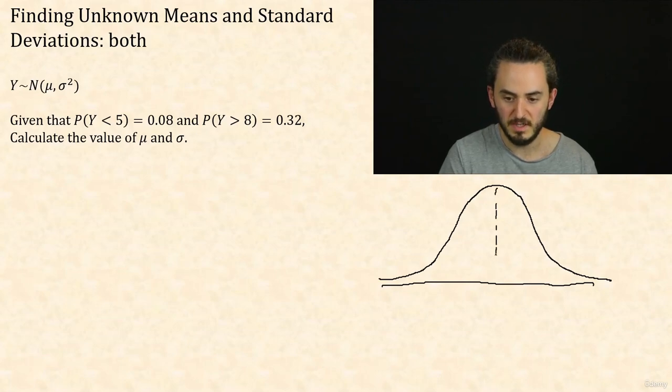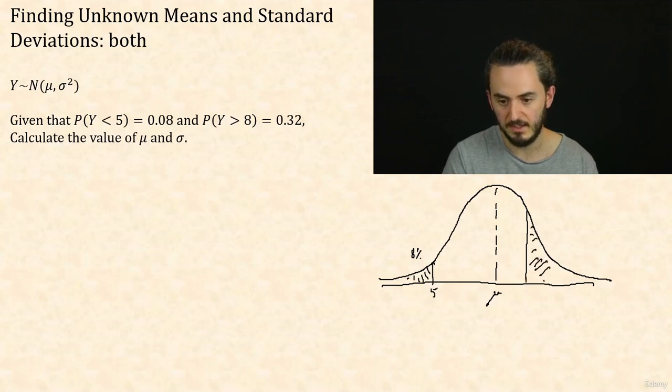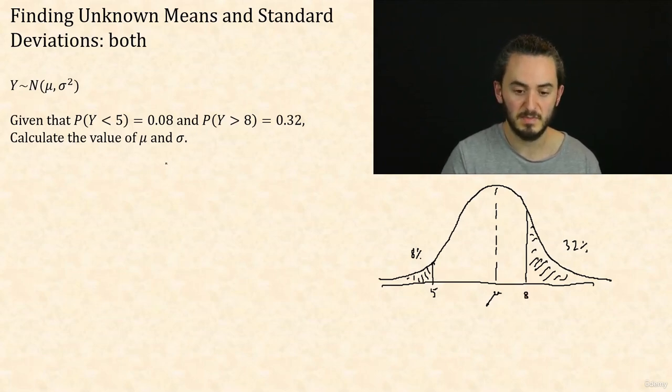All right, so we don't know the mean. Now, probability being less than 5 is 8%, so 5 is quite far down here, and that there is 8%. Probability being greater than 8 is 32%, so that's going to be something like this, where that is 32%, and this point here is 8. So, how far below the mean do you need to go to get the bottom 8%? Just use the standardized normal.